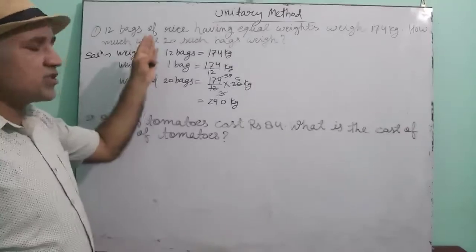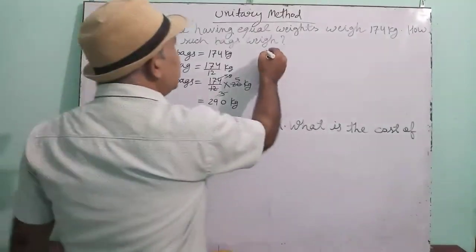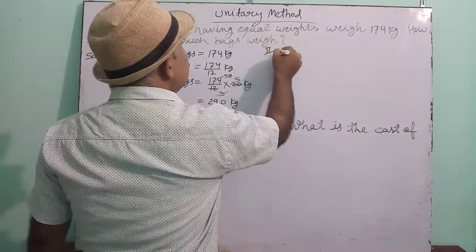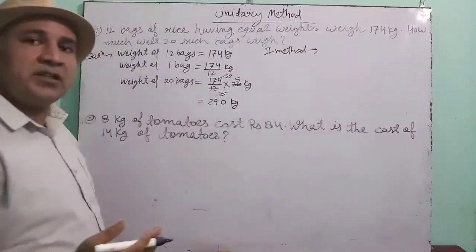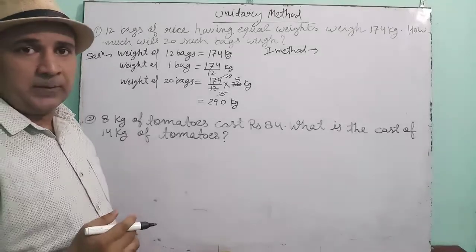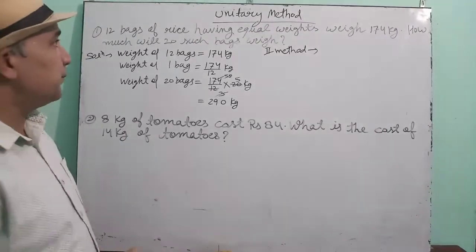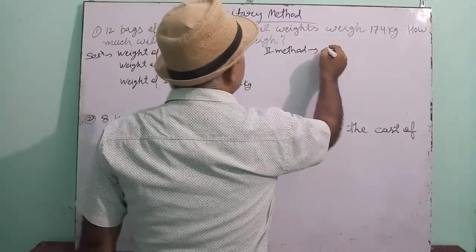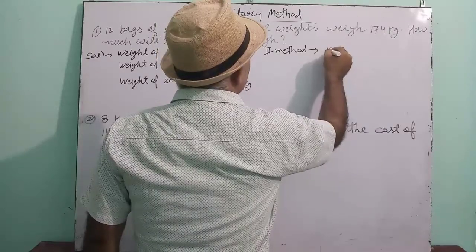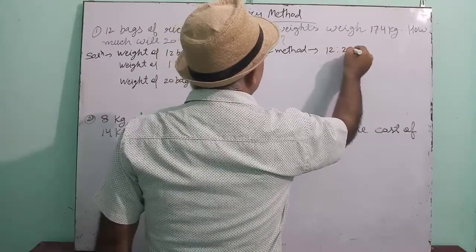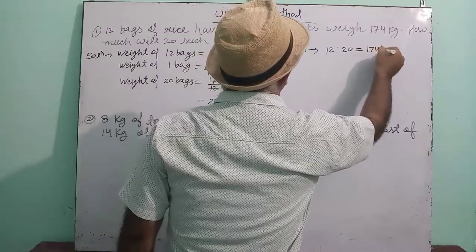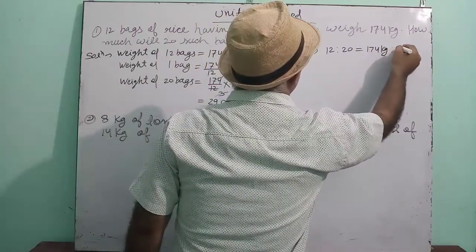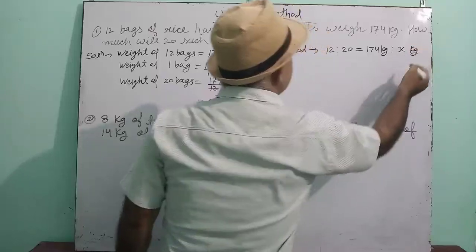Children, same question you can do by another method also. Now what is the second method? See here. The second method is the ratio method. Ratio and proportion method. See here. 12 bags ratio 20 bags must be equal to 174 kg ratio x kg.